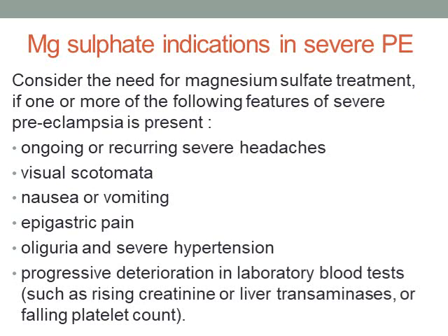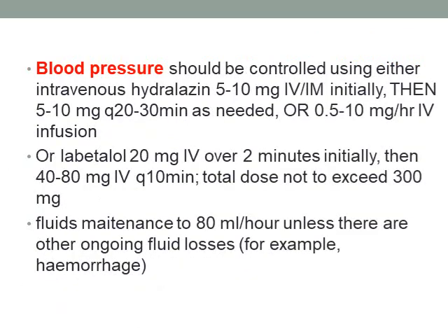How do I know that this patient is approaching the state of eclampsia, or is now in a case of imminent eclampsia? When she has ongoing or recurrent severe headaches, visual scotomata, nausea or vomiting, epigastric pain, oliguria and severe hypertension. Of course, here the oliguria is not the severe oliguria for which I cannot give her magnesium sulfate. And there is progressive deterioration in laboratory tests, such as an increase in creatinine or liver transaminases or a falling platelet count. The blood pressure also should be controlled in such patients.